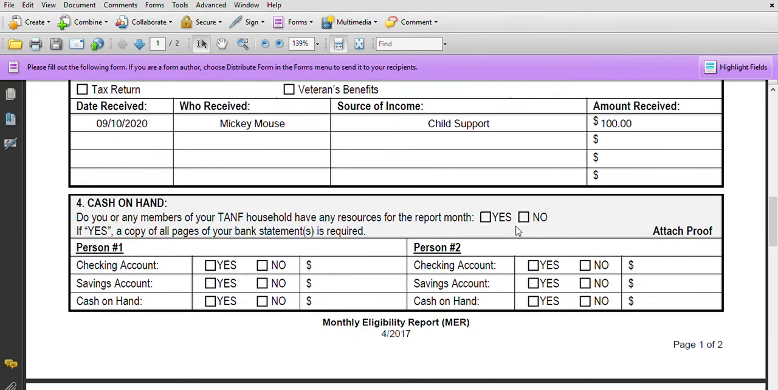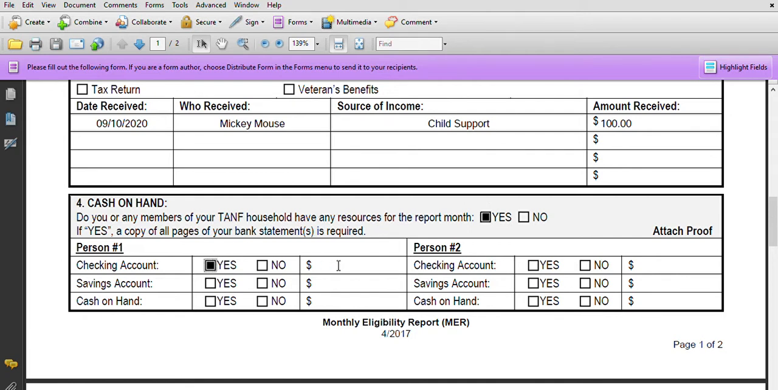So going on to question number 4. Question number 4 is pertaining to cash on hand. Do you or any members of your TANF household have any resources for the report month? If yes, a copy of all pages of your bank statements is required. So Mickey does have a checking account, so we are going to mark yes.